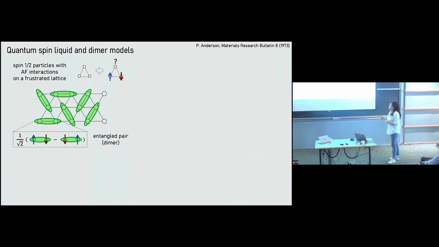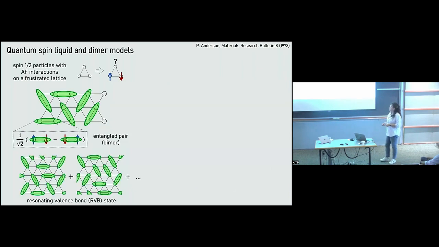All the spins in the lattice would form these dimers, and we can immediately see that there are several possible solutions for the pairings of the dimers, so the ground state of this system would be the macroscopic superposition of all the possible dimer configurations on the lattice. This is what he called the resonating valence bond state. This gives rise to a quantum spin liquid phase where the spins are not ordered spatially, but form a more liquid-like disordered phase.